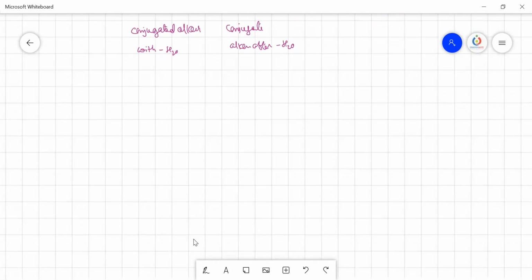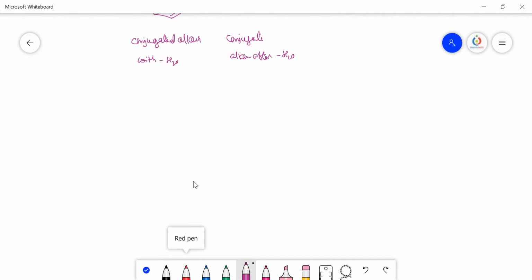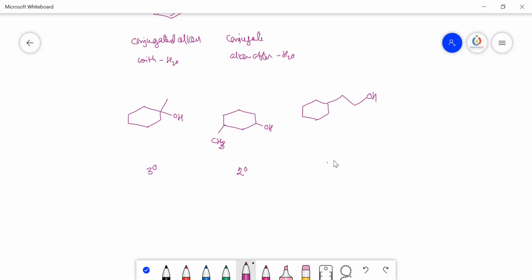Now, let us see another type of alcohols: primary, secondary and tertiary in cyclic compounds. So if you take the cyclic alcohols like this, this is a tertiary alcohol, this is a secondary alcohol, this is a primary alcohol. The rate of dehydration of alcohols is like this.